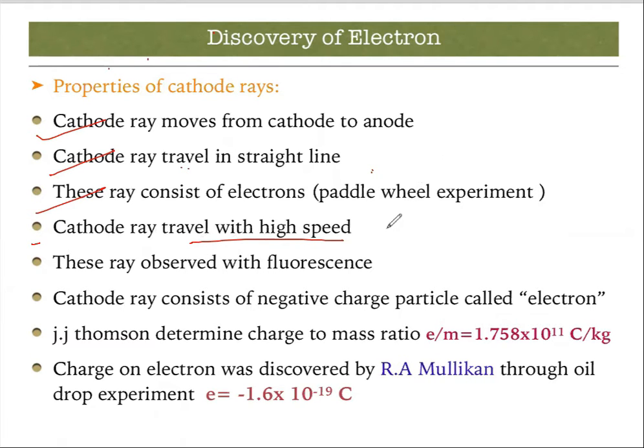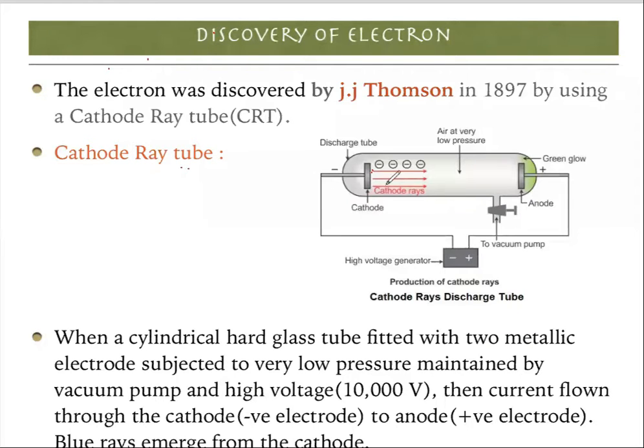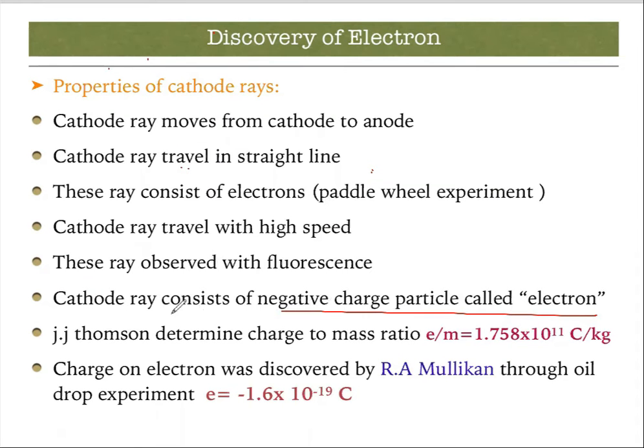Yes, the cathode rays travel with a high speed. The velocity of cathode rays is 3 into 10 to the power 8 meter per second, the speed of light. Cathode rays are observed with fluorescence. Fluorescence means some glow. Whenever these cathode rays travel towards the anode, you can see this green glow. It shows the presence of cathode rays when they travel in the backside of the anode.